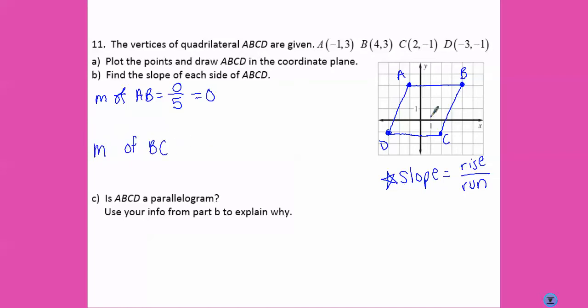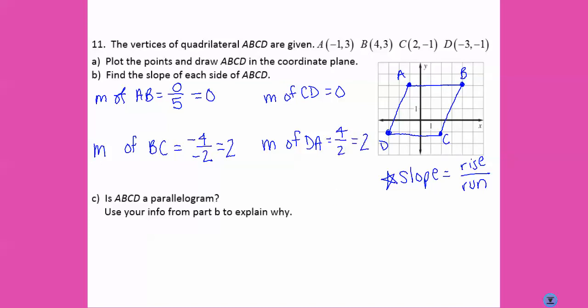What about for BC? Rise, or we go 1, 2, 3, 4, so down 4, and then left 2. Negative 4 divided by negative 2 is 2. Slope of CD, again, would be 0. It's flat, we have 0 rise. And then the slope of DA. 1, 2, 3, 4 over 2, which is 2.